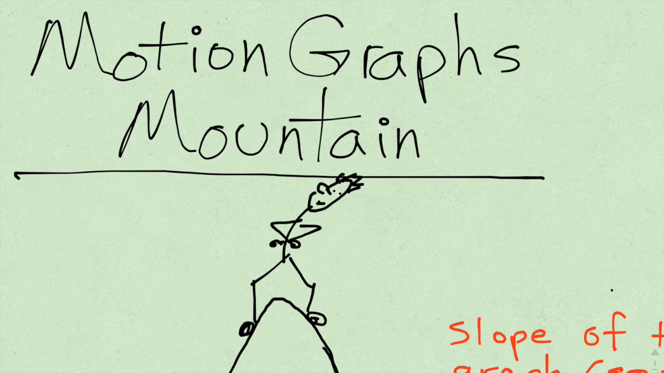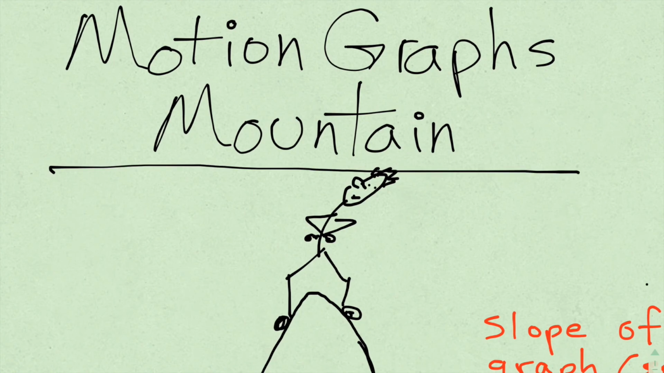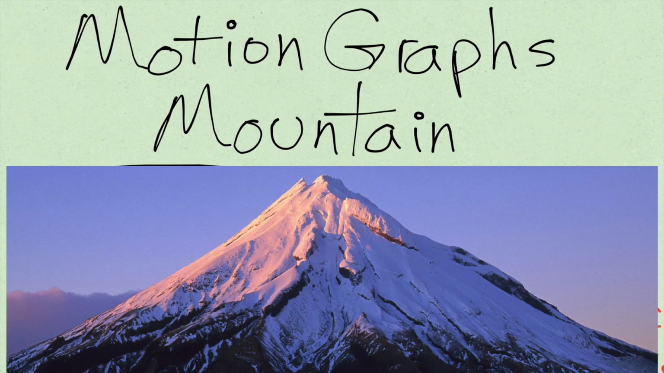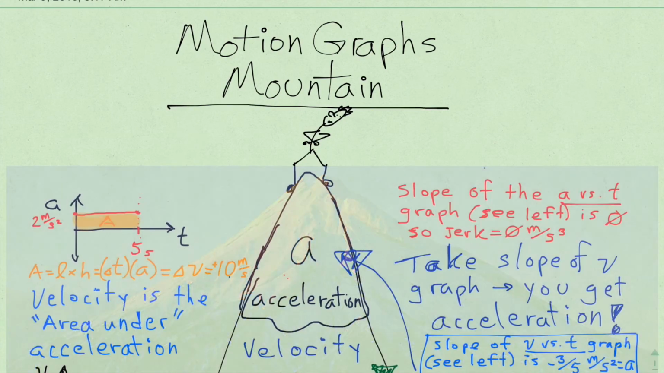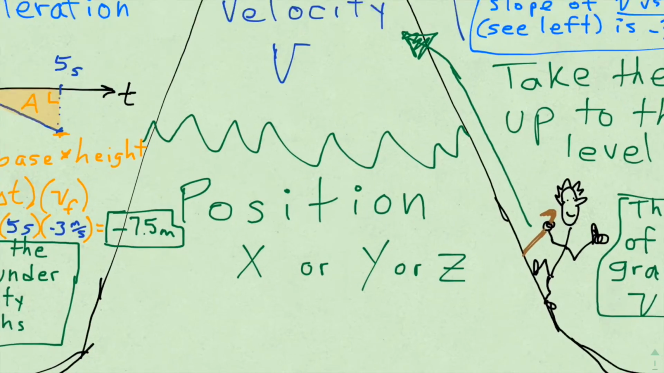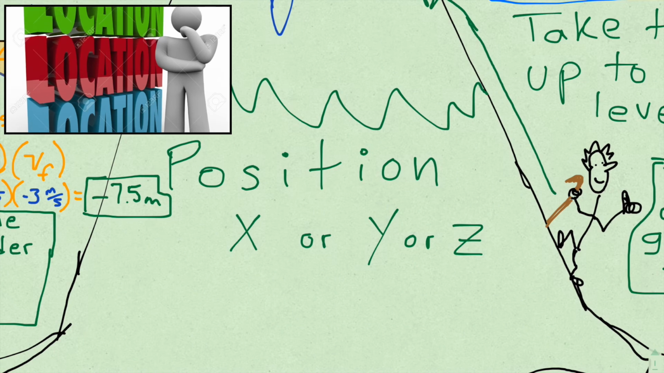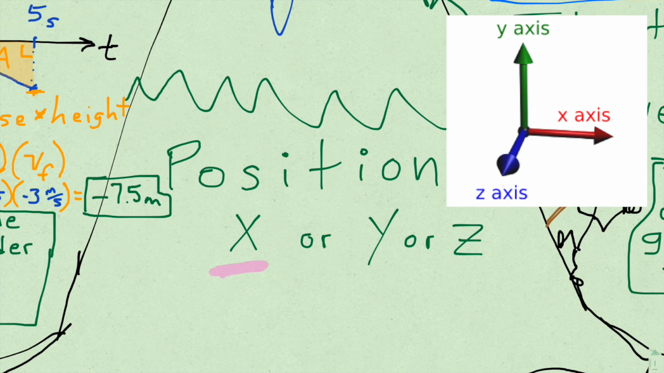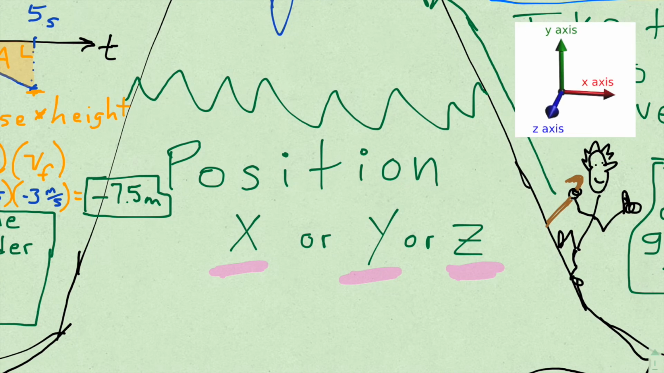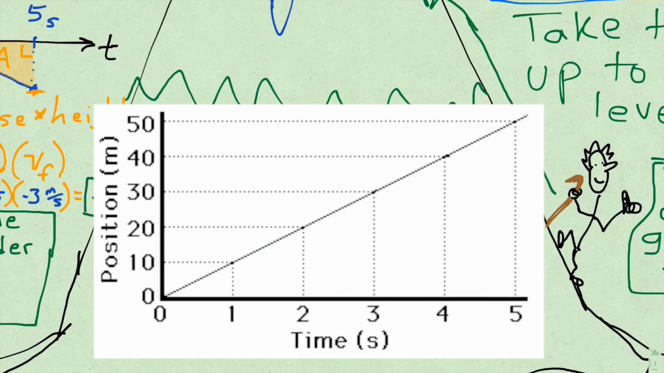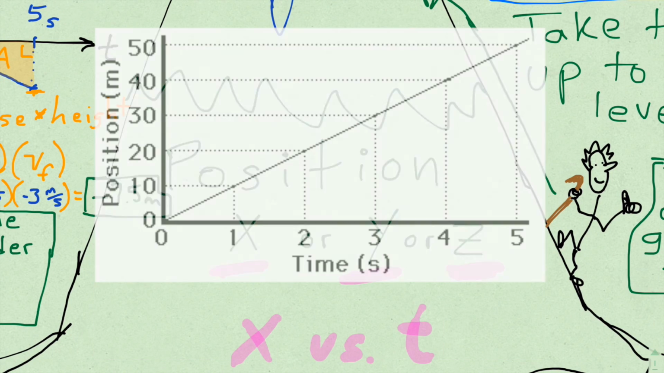And so I have a little memory trick here that I use called the motion graphs mountain, and I think about 3 levels to a mountain. At the base of the mountain, you have the most basic way of graphing motion, like position. We have X for horizontal, we have Y for vertical, and we have Z for into or out of the page. Now, if you graph this on the Y-axis and you graph time on the X-axis, then you'll have a position versus time graph, which maybe if it's horizontal, you would say X versus T.